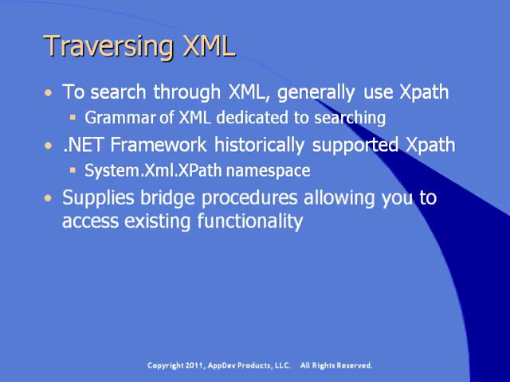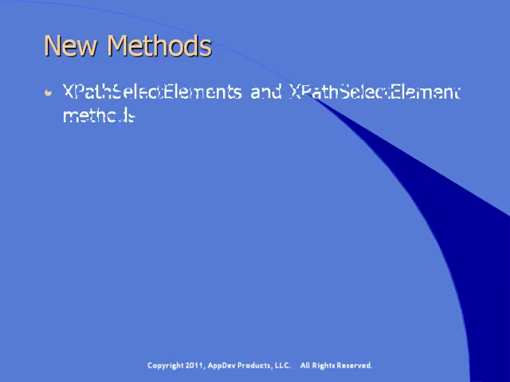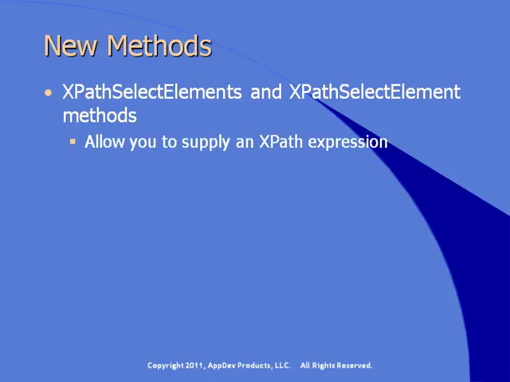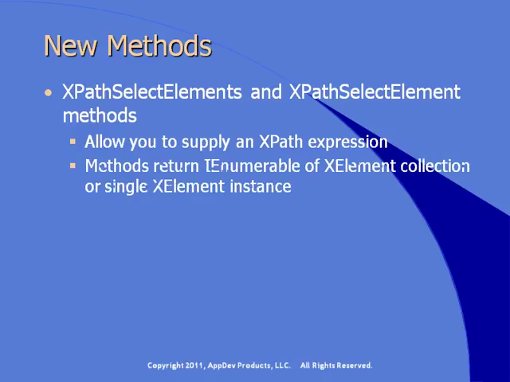So imagine you've got some XElement or XDocument object and you want to search through it using XPath. Well, since you're using a LINQ object, you need to use some LINQ feature to use XPath to search it. You can use the XPathSelectElements and XPathSelectElement methods to search through that data. These allow you to supply an XPath expression, and the methods return an IEnumerable of XElement collection, or a single XElement instance. Of course, once you have that enumerable of XElement collection, you could use LINQ on it, and we'll talk about that a little later on.